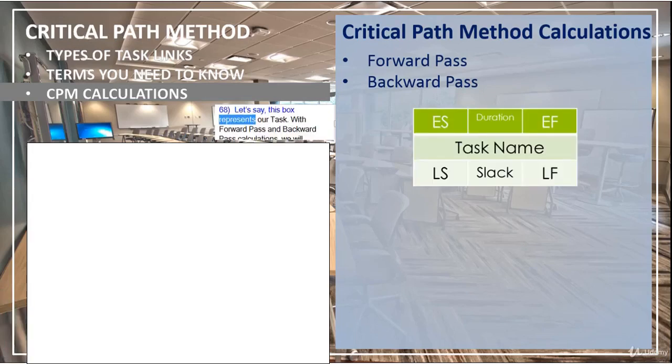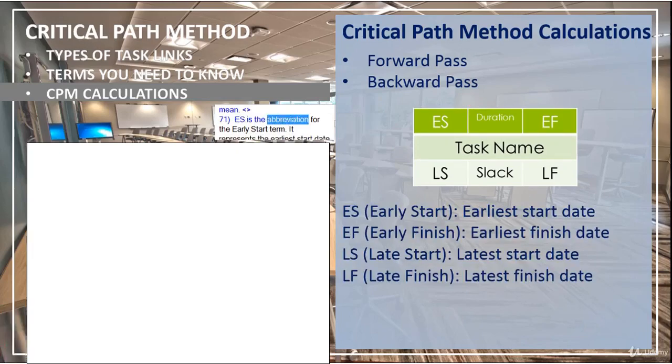Let's say this box represents our task. With forward pass and backward pass calculations, we will calculate each value in this box separately. We write the name of the task in the middle of the box. Then, we write the duration of the task to the upper side of the box and in the center. As you see in this box, there are some abbreviations. Let's see what these abbreviations mean.